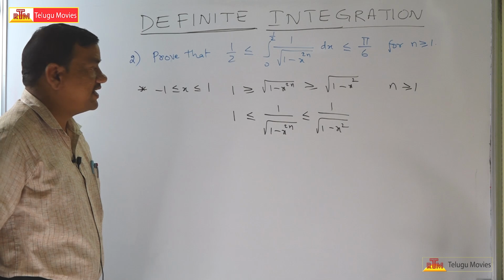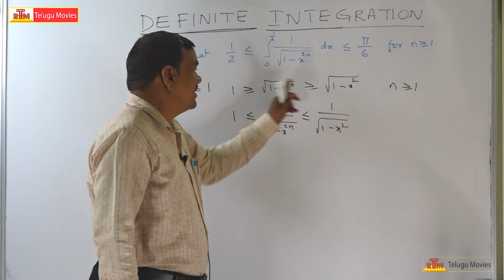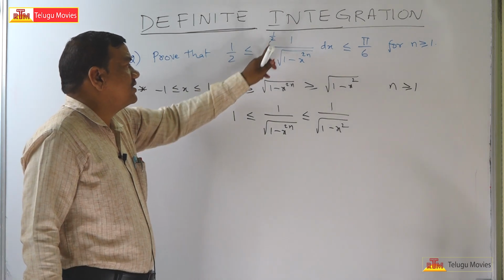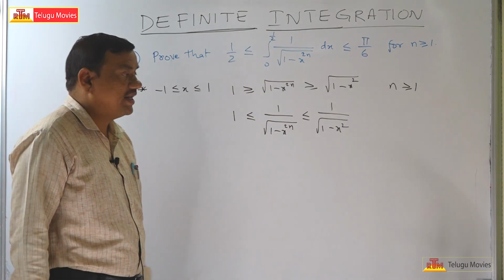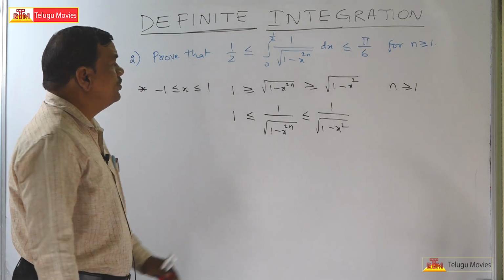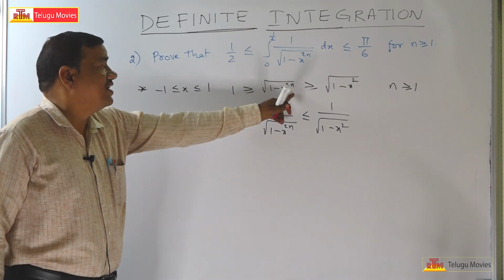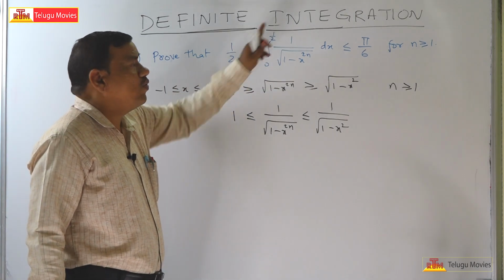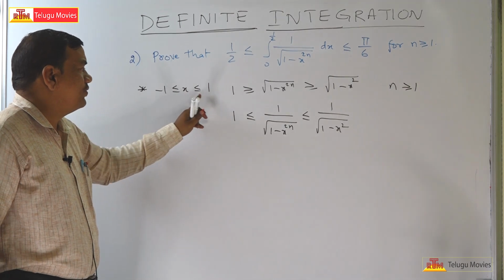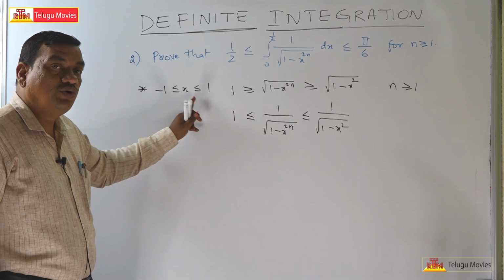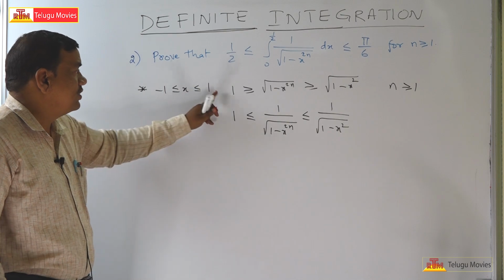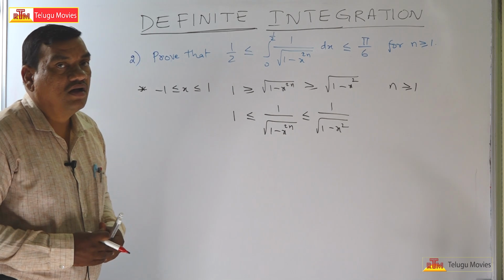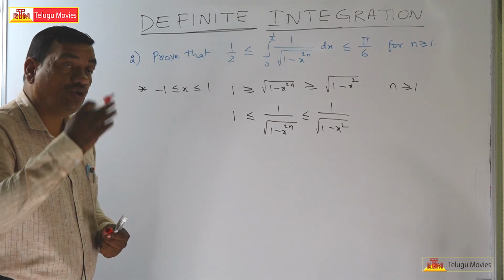Yes, when you are taking the reciprocals, greater than will become less than or equal to. Afterwards, apply the integral from 0 to 1 by 2. Let us see what happens. You may ask one doubt: sir, this result is valid for minus 1 to 1, but our interval is 0 to 1 by 2. So, 0 to 1 by 2 lies between minus 1 to 1 only. Therefore, this result is valid for the interval 0 to 1 by 2 also.